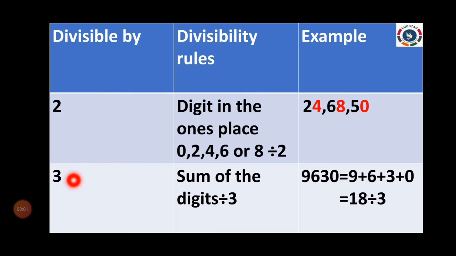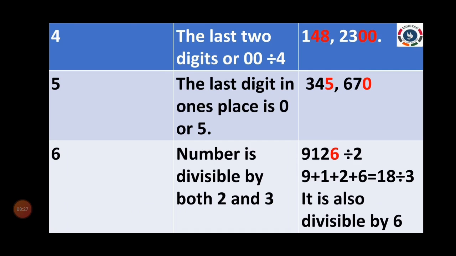And then 3, what is the rule of 3? The sum of all the digits should be divisible by 3. Here 9, 6, 3, 0 is given. If you add all those, you will get 18. So 18 must be divisible by 3. 18 is coming in the 3 table. Am I right? 6 threes are 18. So it is exactly divisible by 3. So this is correct.